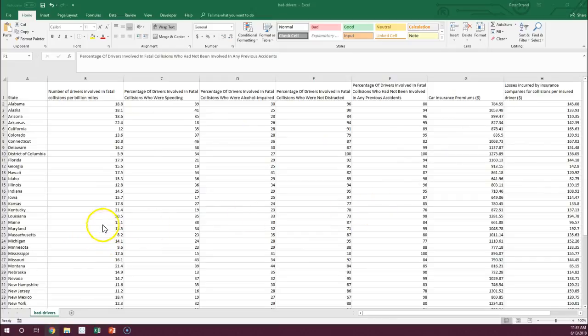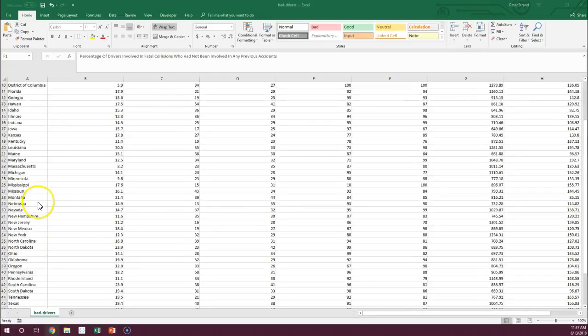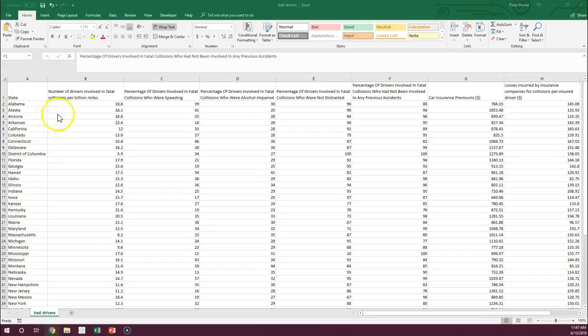So let's try to understand it first. Okay, so it looks like we have a column for each state in the United States. This looks pretty clean here, nothing wrong. This column right here is saying per billion miles driven. This is saying per state the number of drivers that are involved in fatal collisions. So in Alabama, it's about 18.8 drivers involved in fatal collisions.